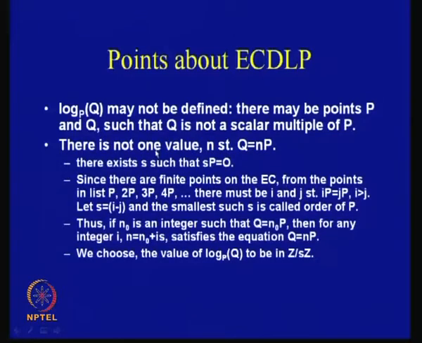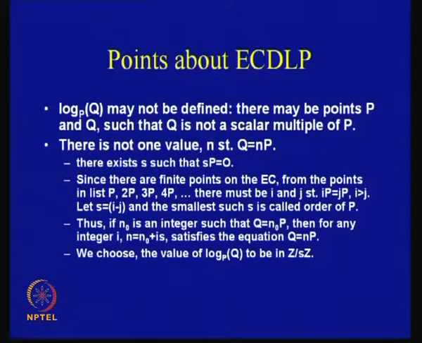The other important thing is that there is not a single value for which this holds. That is, it is not true that Q equals n times P is true only for one unique value of n. There can be multiple solutions to this equation. Why? Let us try to see this, because it is quite straightforward. Suppose you choose any point P; there will exist an s such that s times P will be equal to O.